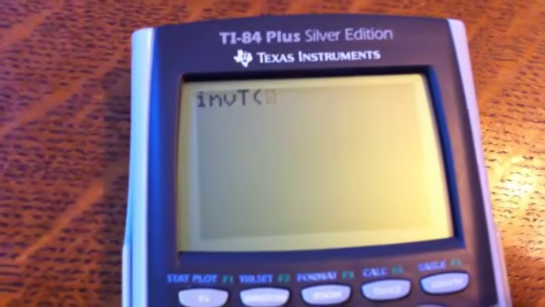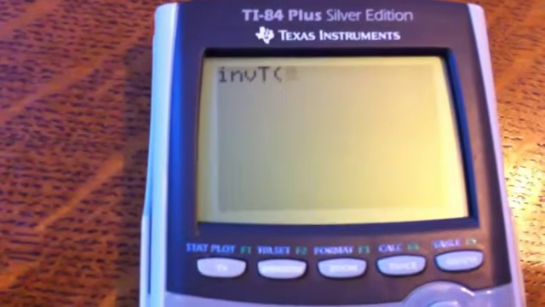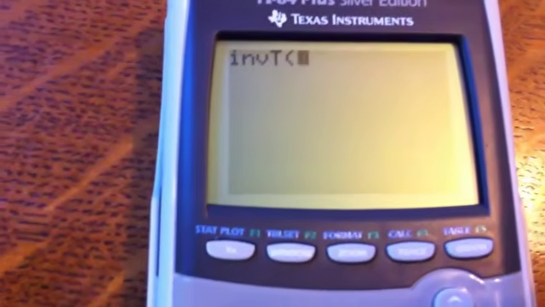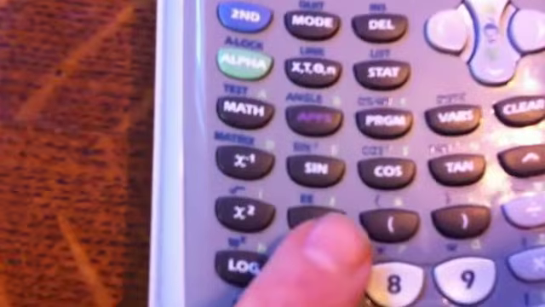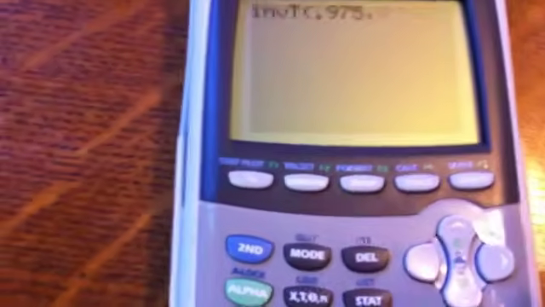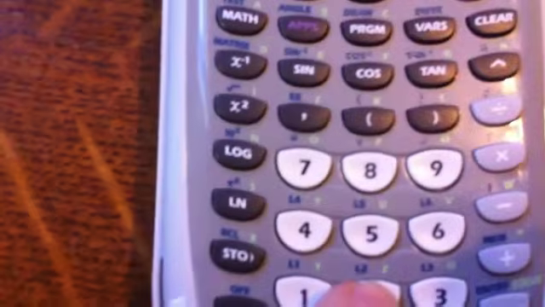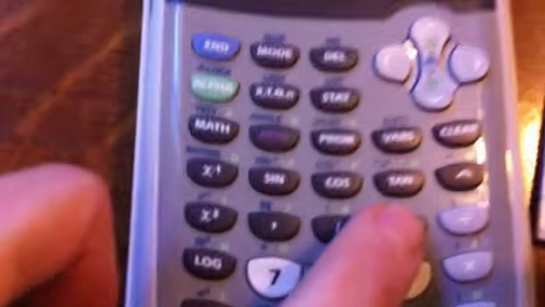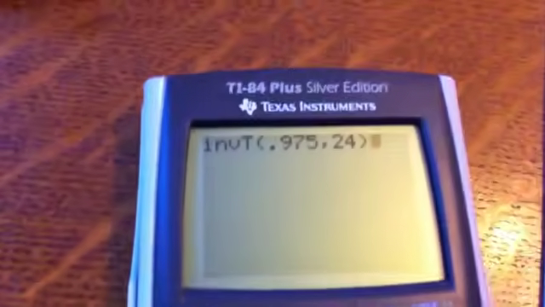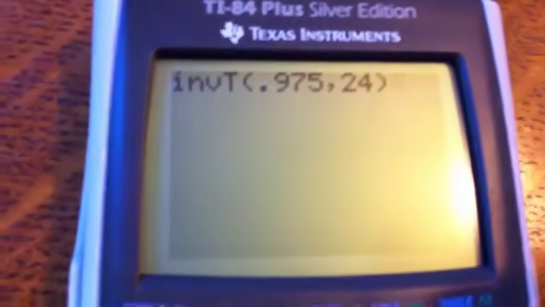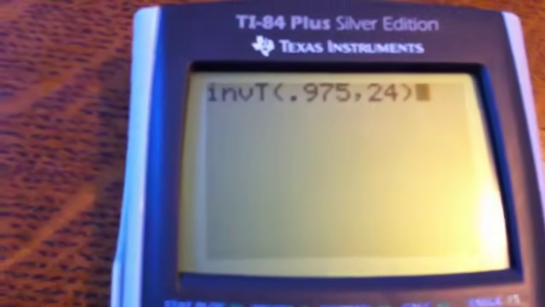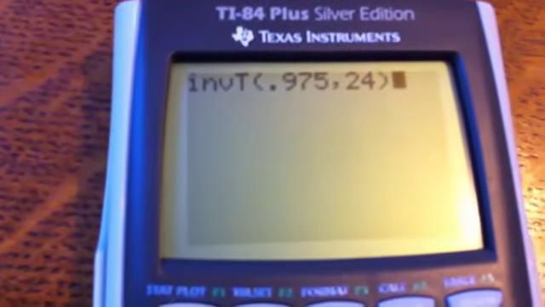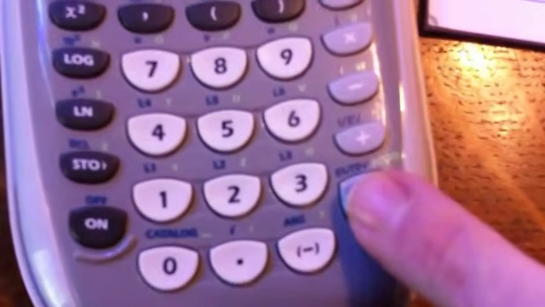The first thing you want to put in is your probability. This is the probability under the value you're looking for. We figured we wanted 0.975 underneath. Then you need to put a comma, and then put in your degrees of freedom. For this example, the degrees of freedom is 24, and then close your parentheses. That's what it looks like: inverse t, 0.975 is the probability underneath, and 24 is my degrees of freedom, and then push enter, just the regular enter at the bottom.